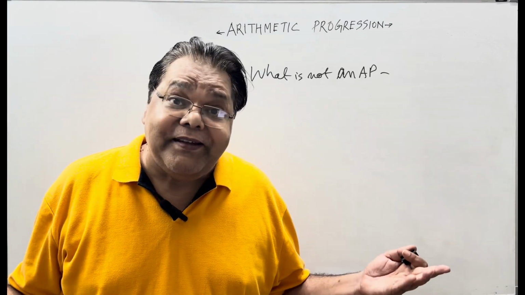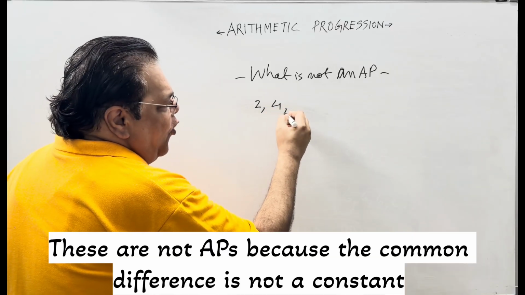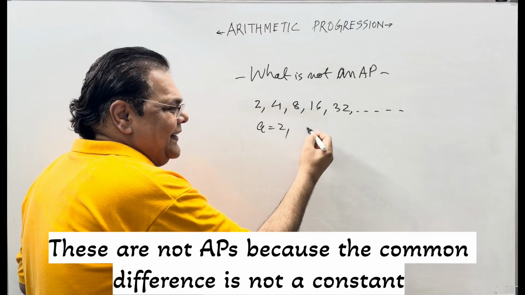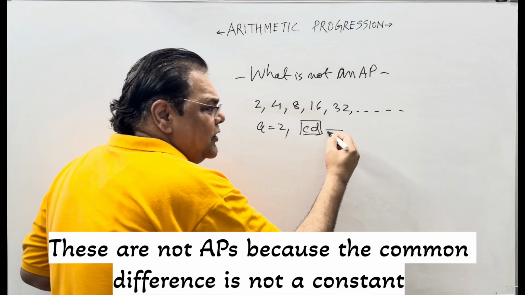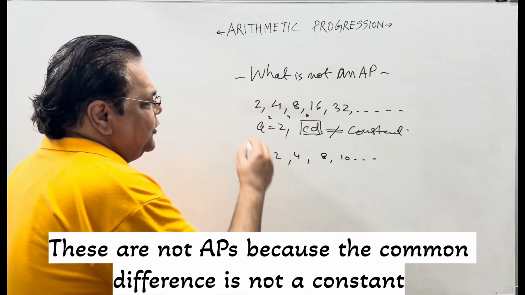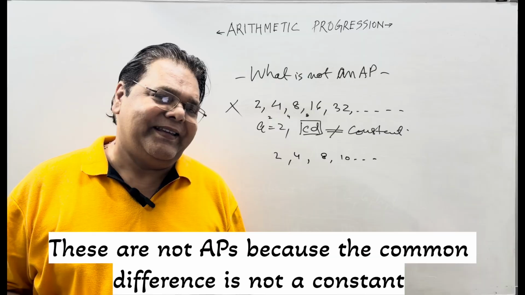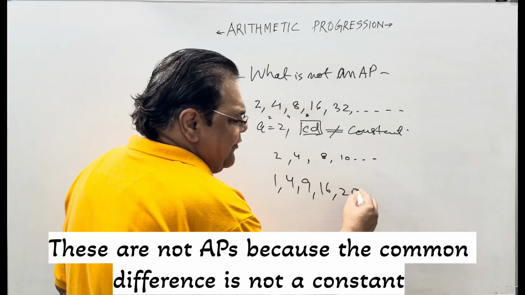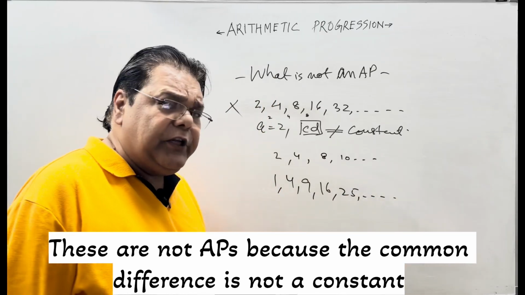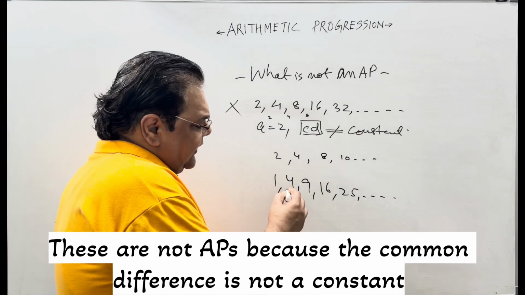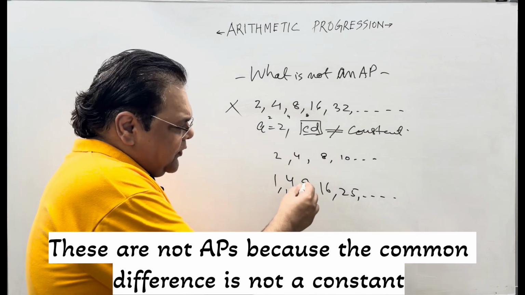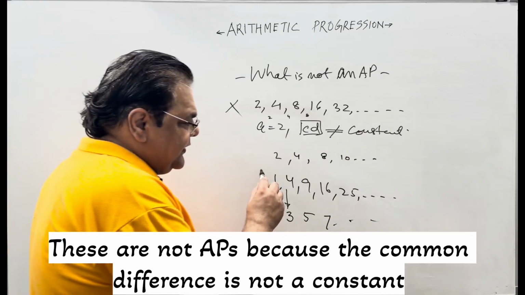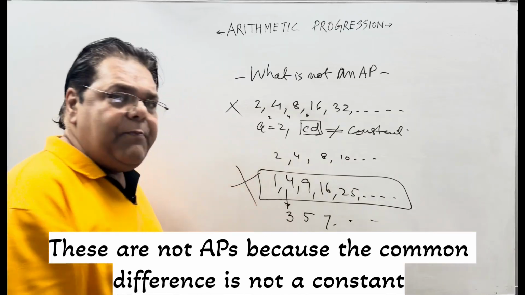Now, what is not an AP? That is also very important. 2, 4, 8, 16, 32. The first term is 2, but the common difference is not constant. So this is not an AP. Let us take another example. 1, 4, 9, 16, 25, and so on. The difference between the 2 terms is not constant. The difference of 1 and 4 is 3. The difference of 9 and 4 is 5. The difference of 16 and 9 is 7, and so on. So this is not an AP.